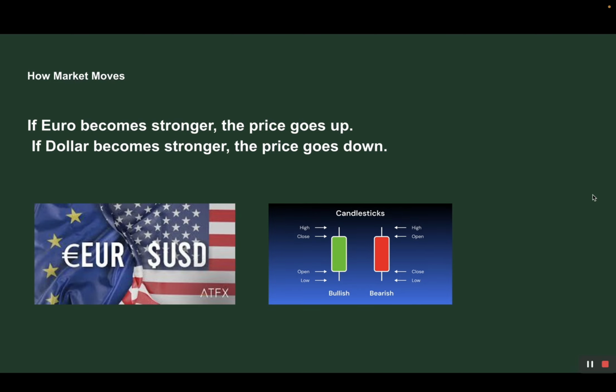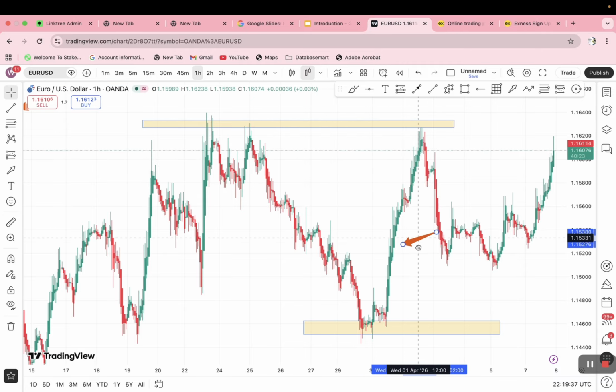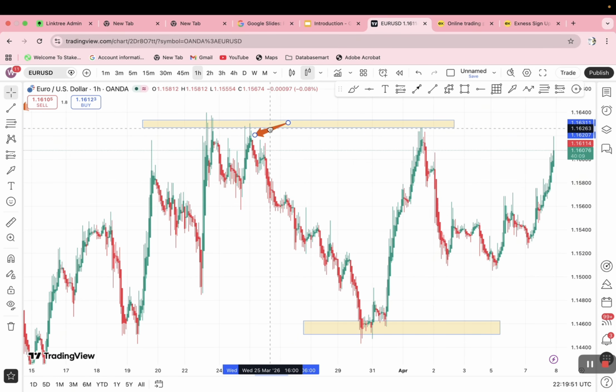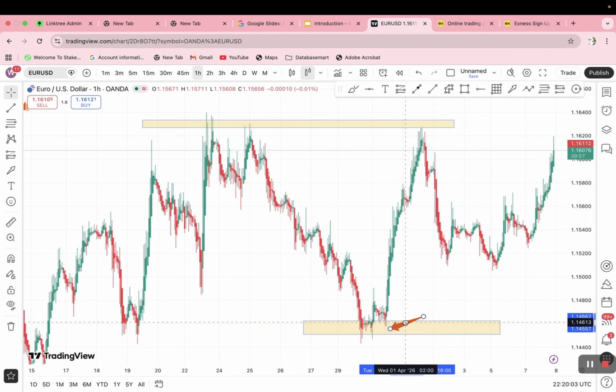Let me show you again on the chart for you guys to understand what I mean. You can see what I just showed you, that if euro becomes stronger, here euro becomes stronger at this level. You can see why the dollar is falling. You can see euro spike from this zone to this area. That means euro is stronger than dollar. But on this area here, dollar is stronger than euro. That's why you are seeing the market falling down. And here you can see euro is stronger.